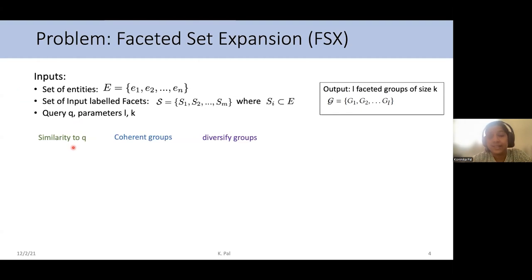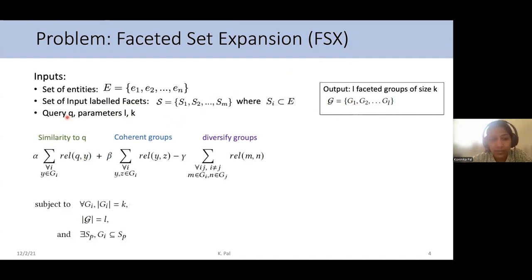We call it the faceted set expansion problem, where we have some set of entities distributed over different facets. One important thing here is that the facets are labeled, because we want to generate the explanation. This label might give us the explanation at the end. For the output, we provide certain parameters L and K. It's just saying that I want to expand this particular query entity to L number of groups, where each group has K number of salient entities that are related to the query.